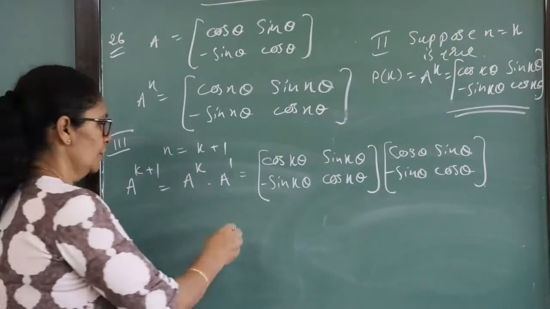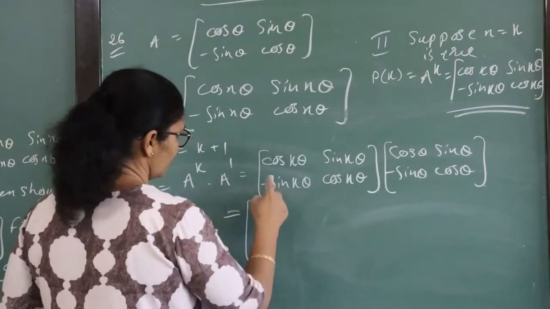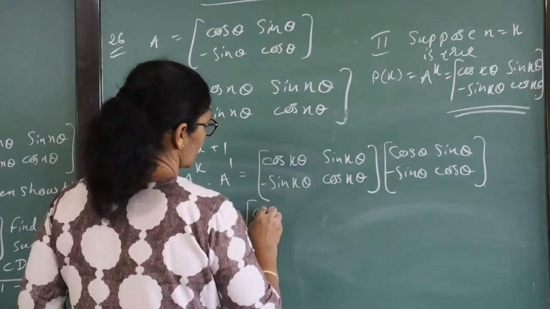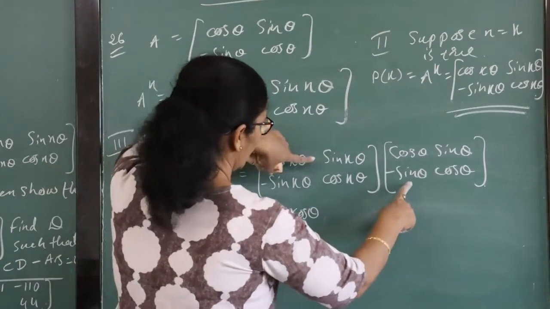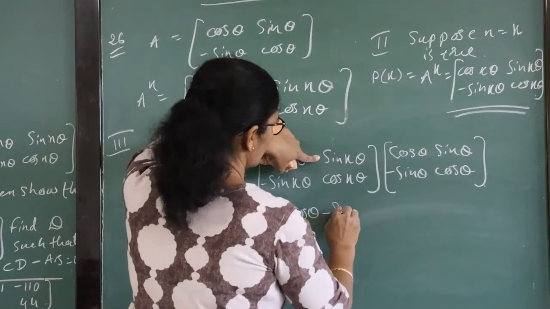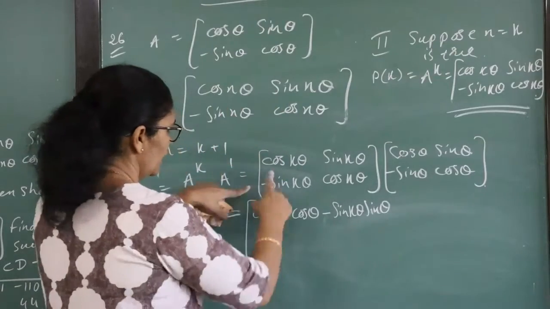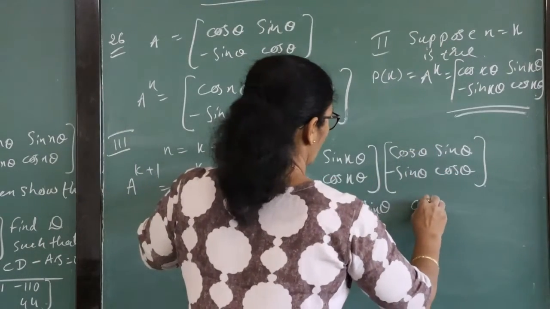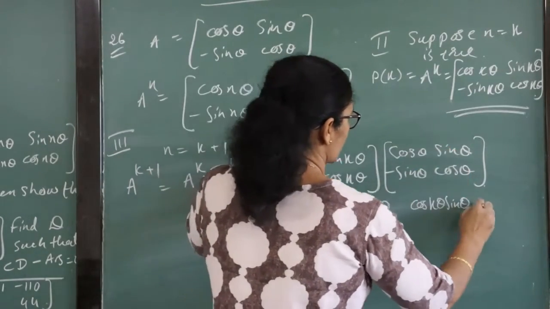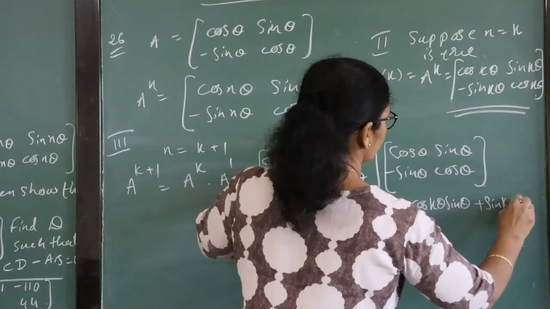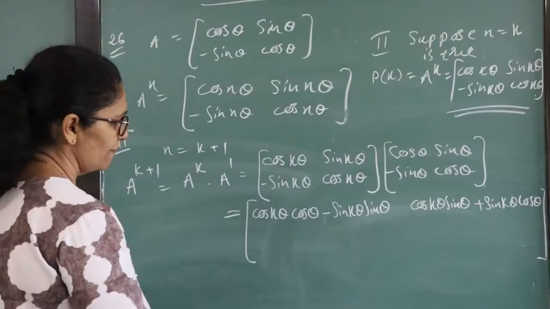Simple multiplication. So what is the method of multiplication? Let's start with first row, first column. Cos k theta into cos theta. Now plus, but here there is a minus sign, so minus sin k theta, sin theta. First row, first column complete. First row, second column: cos k theta, sin theta, plus sin k theta, cos theta. So first row, first column and first row, second column are complete.